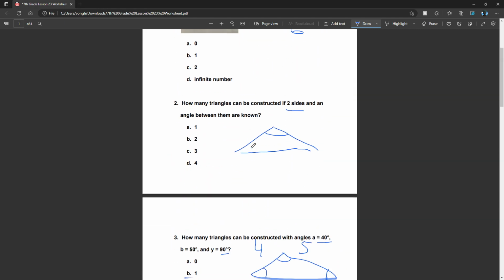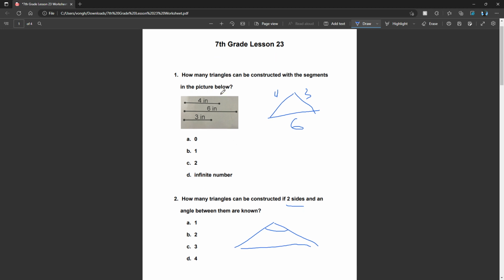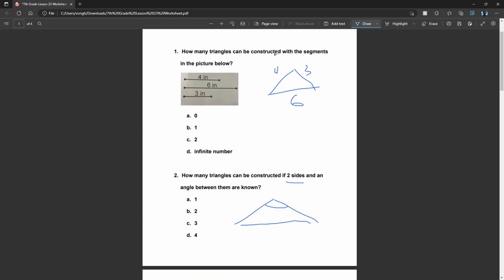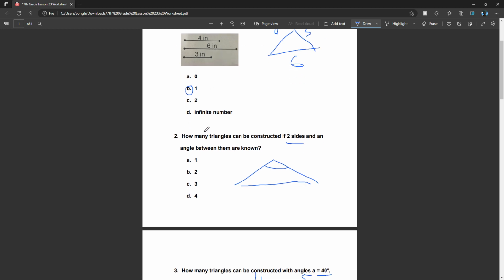Let's just do the first 2 and you can try the rest on your own. How many triangles can be constructed with the segments below? We know that it has 3 lines right here, so you're only going to be able to create 1, because you can't really create more. For 2, how many triangles can be constructed if two sides and an angle in between them are known? Well, you need to know more angles to see if it can create more triangles, and you only have two sides, so you can't really tell, so it's only going to be one.